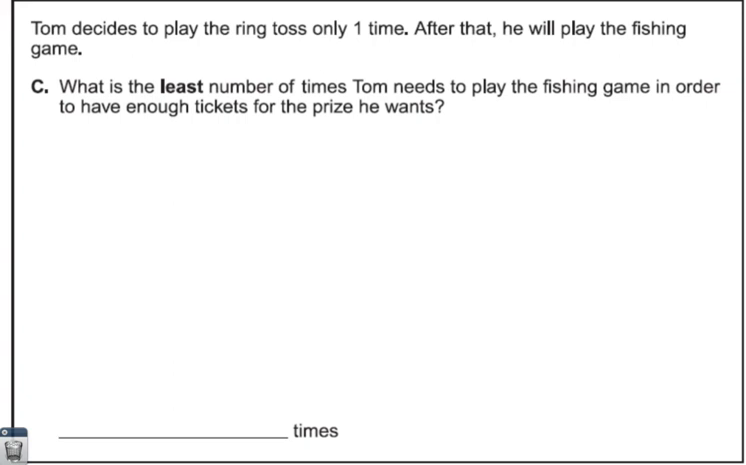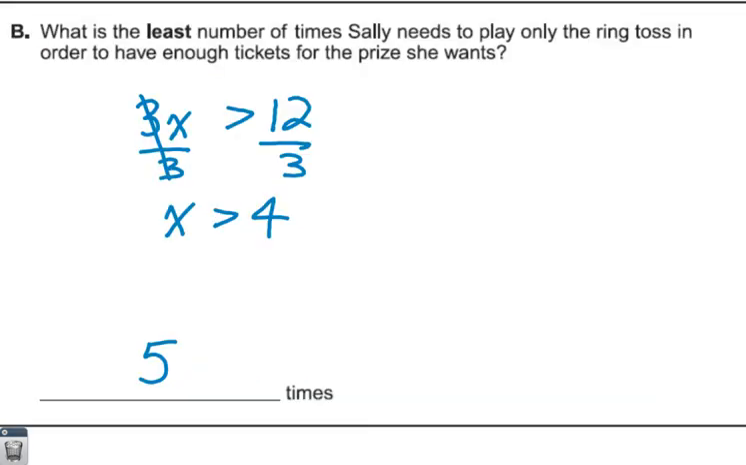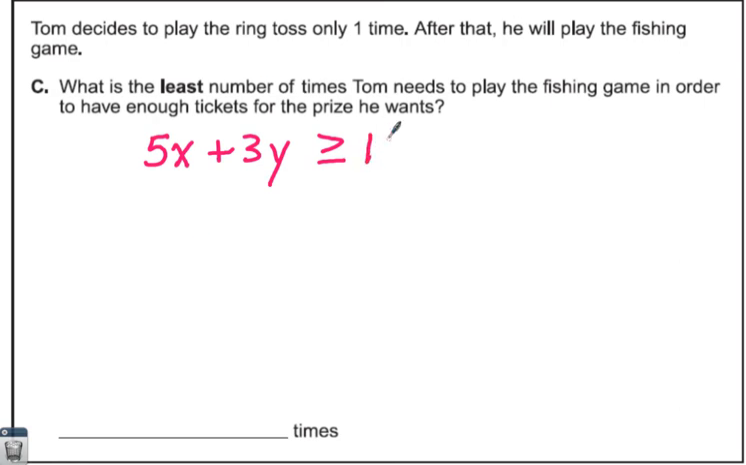Well, Tom's inequality was, I believe, 5x plus 3y, and he needed to be greater than or equal to 15, I think. Let's double check that. 5x plus 3y is greater than or equal to 15. Again, one way to do this is he decides to play the ring toss only 1 time. That could just literally mean that your x value is 1. x is the number of times he plays ring toss, and we're just saying okay, so it's 1.